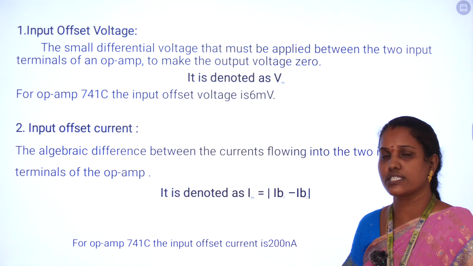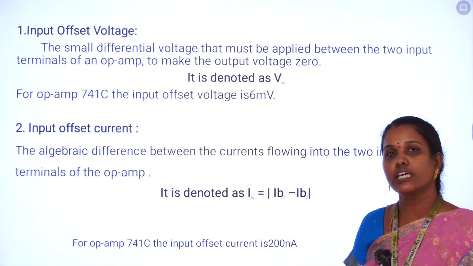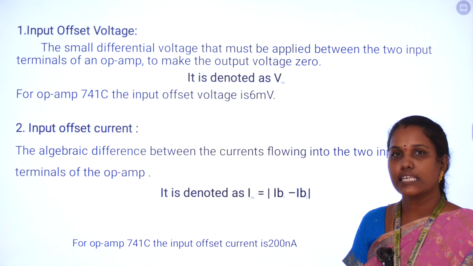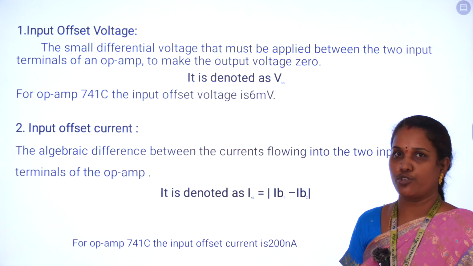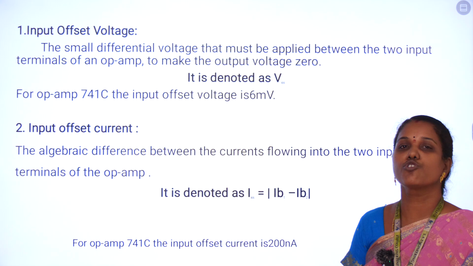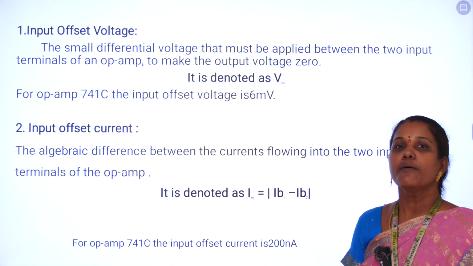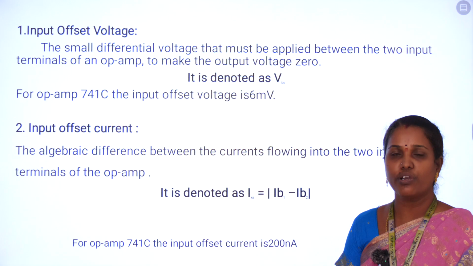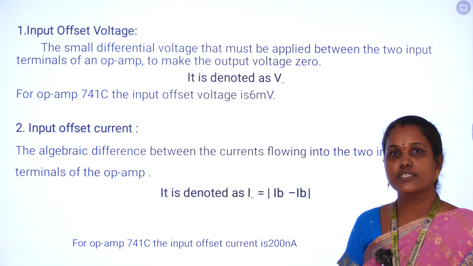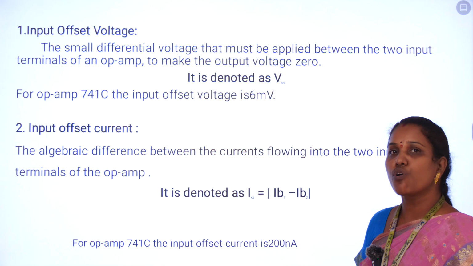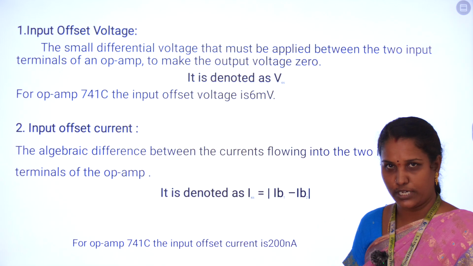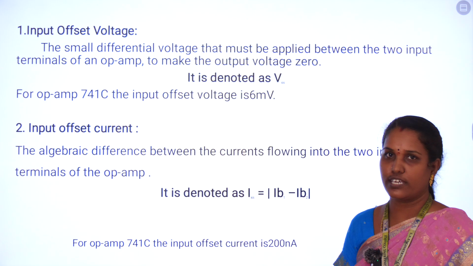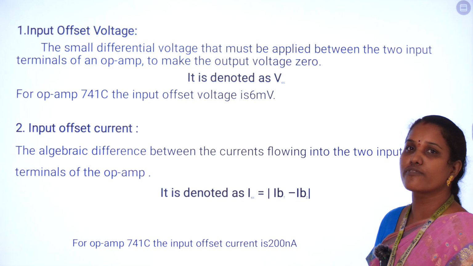Now, the first parameter is input offset voltage. Input offset voltage means there is no input given to the inverting and non-inverting terminals. That means the difference of the input voltages is zero. In that case, definitely the output voltage should be zero. But practically, it will not be zero. So you want to nullify the output voltage so that it is zero when the input difference voltage is zero. So we can apply a small differential voltage at the input terminal to make the output zero when the input voltage difference is zero. That is the first one, input offset voltage.